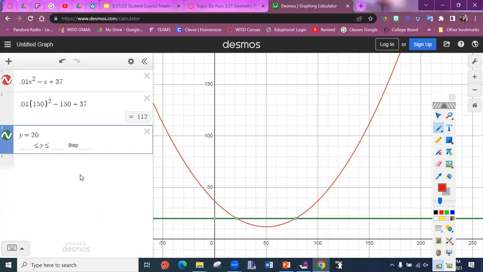Yeah, we typed in y equals 20, and guess what it tells us? It tells us where y equals 20. Do we see that?